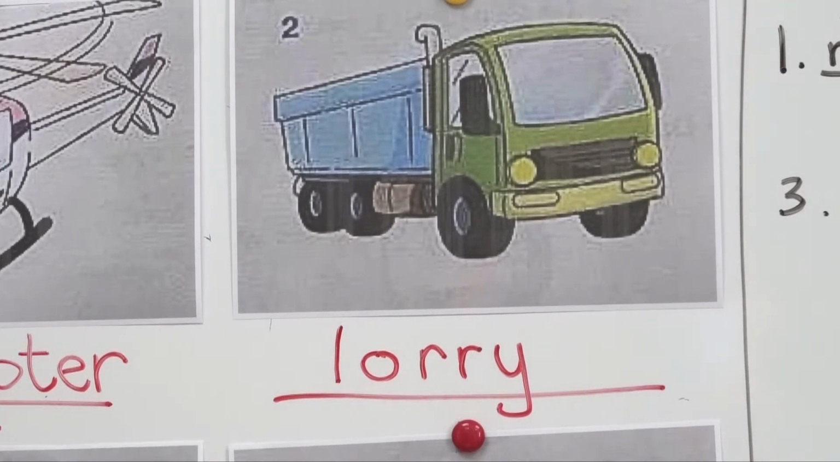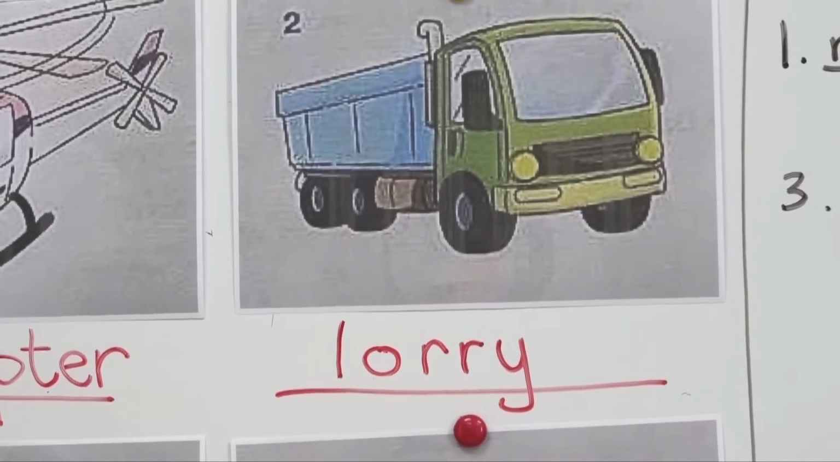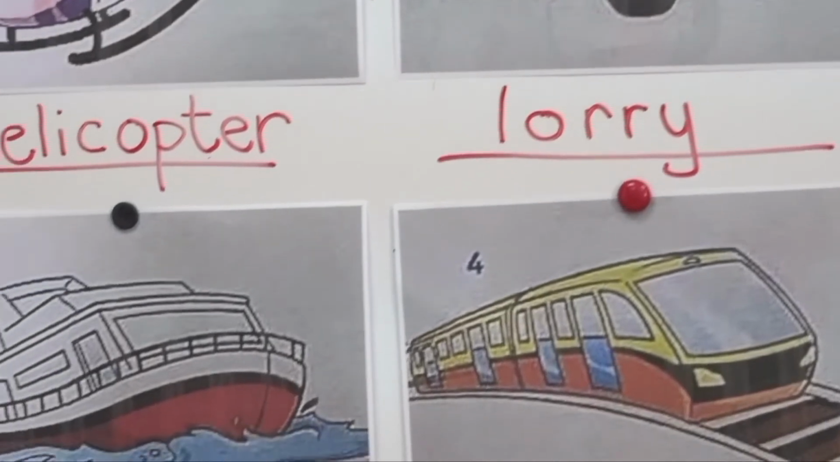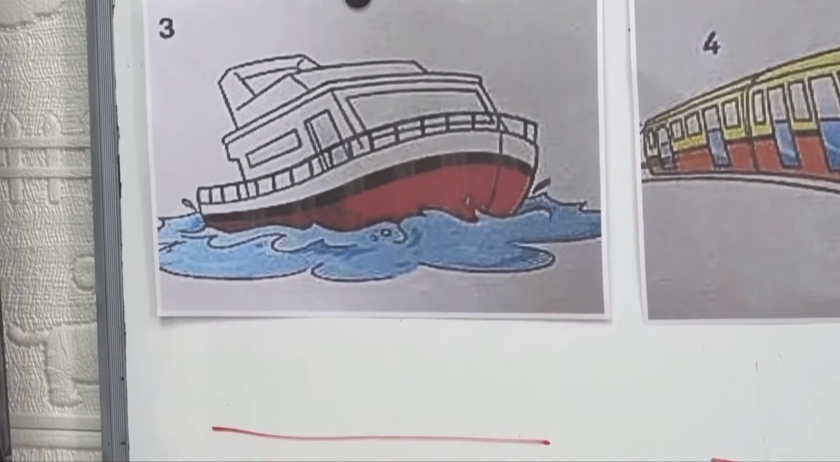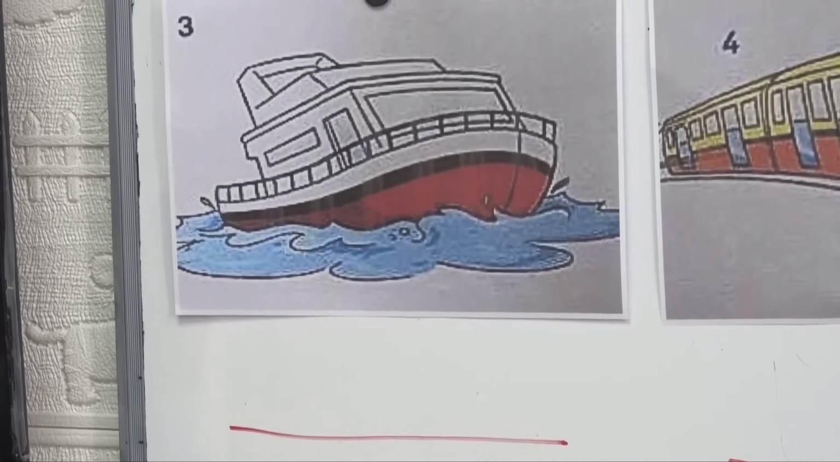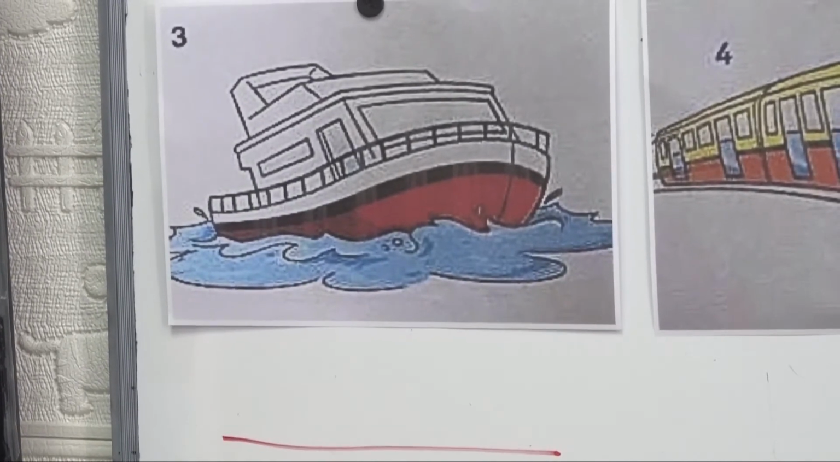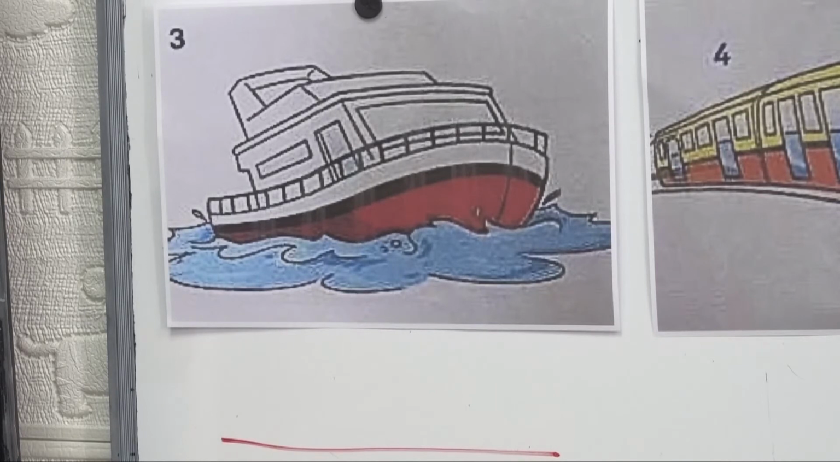Do you know number 3? Is it a ship? S H I P? Well, it's a boat. Can you spell boat? Yes, I can. B O A T. It's a small ship. Yes, good.